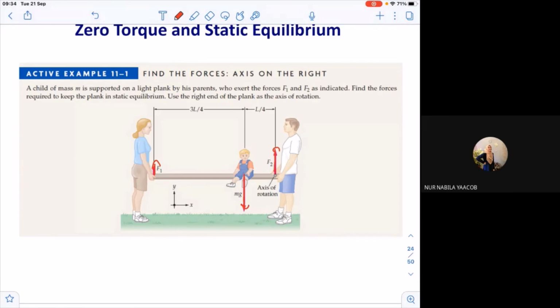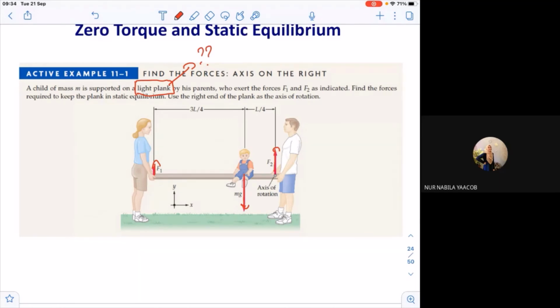Find the force required to keep the plank in static equilibrium. If we look at the question itself, it mentions a light plank. Why does it mention a light plank? Because we don't want to calculate its mass.